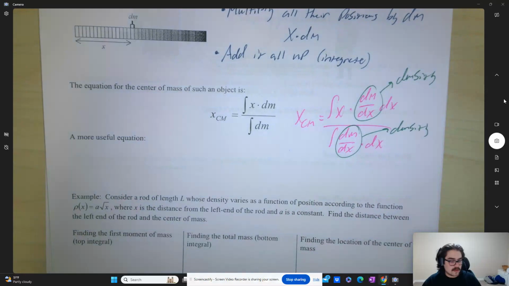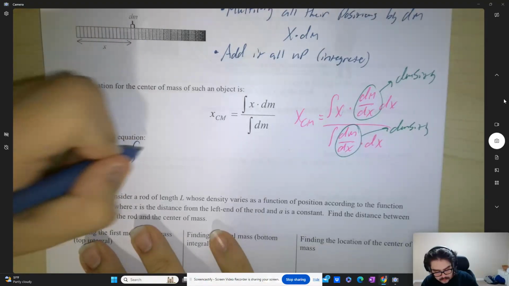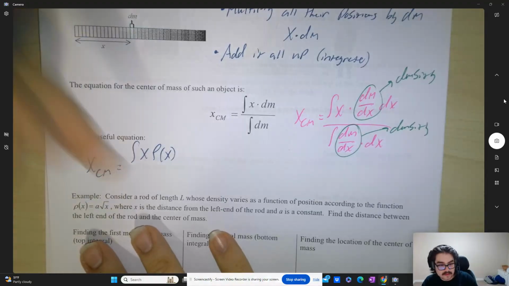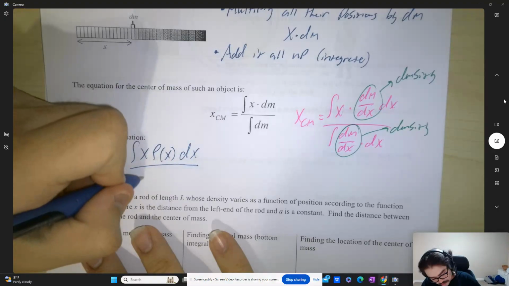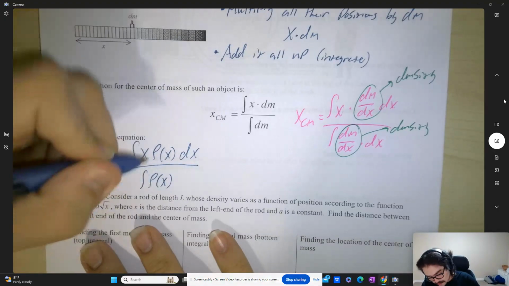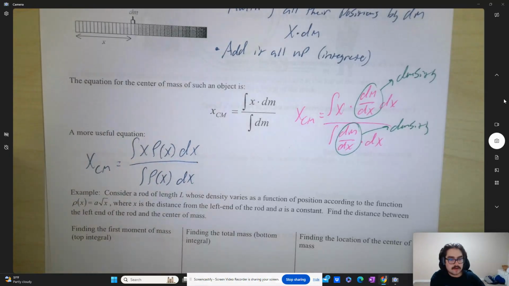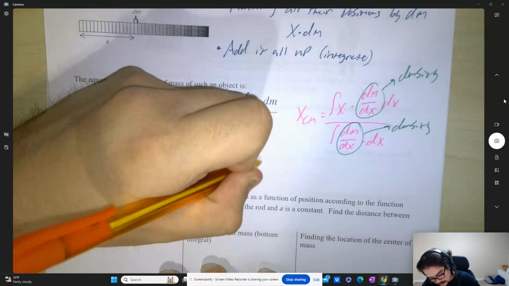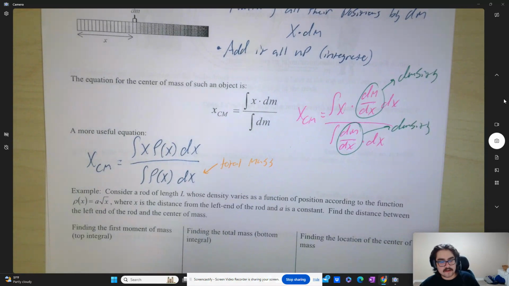So another way to write this equation is x sub cm equals the integral of x times the density function times dx, over the integral of the density function times dx. And this part on the bottom is just going to get us the total mass, because if density is dm over dx, then it's going to end up canceling out.